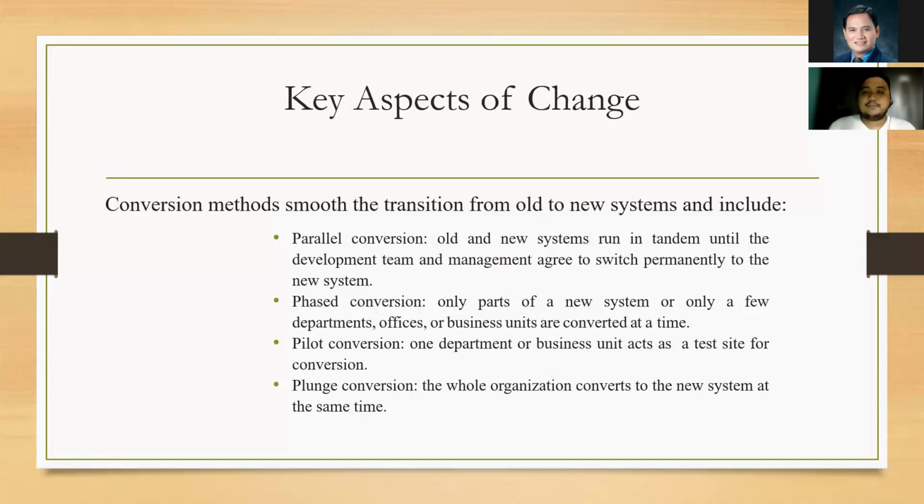With parallel conversion, you are using both the old and new system, probably for one reason: you are not confident enough that the new system will run smoothly. So if the new system fails, you still have the old system available for execution. You can just change back to the old system, since they are being used simultaneously. The fourth one is if you're 100% confident in the system, you are confident enough to apply it to the whole organization at the same time. So I think this is a matter of confidence in the change.